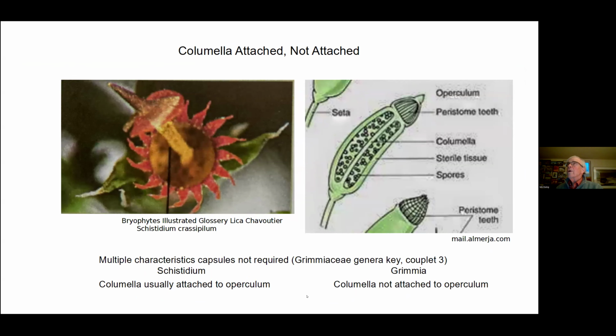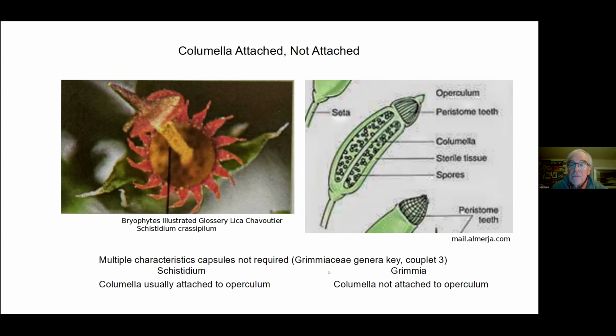Then one other thing that I found, a part of the capsule that I have not described yet, is called the columella. A columella is an organ that runs up the middle of the capsule. This is the columella.